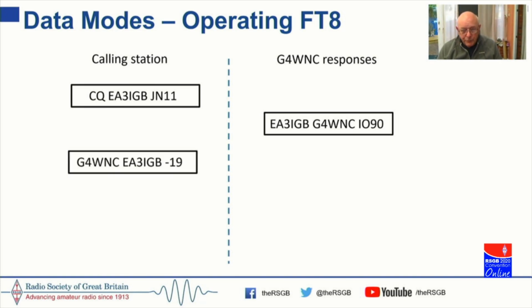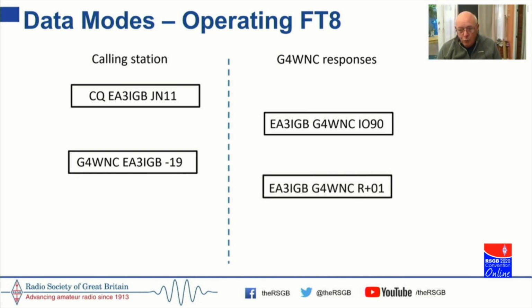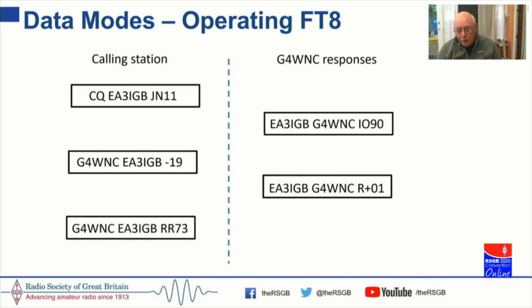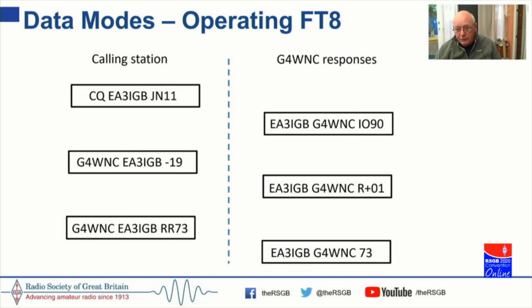If he receives me, he will send back my signal report, -19. This is in dBs below the noise in a 2.5 kilohertz channel. I will then reply with an R to indicate that I've received my signal report, and I'll send him his signal report. And he will then reply RR, which confirms that he's received both directions of the report, and he's saying cheerio. And then I finally respond with 73. Now that's the pattern of all QSOs on FT8, and these messages are generated automatically.